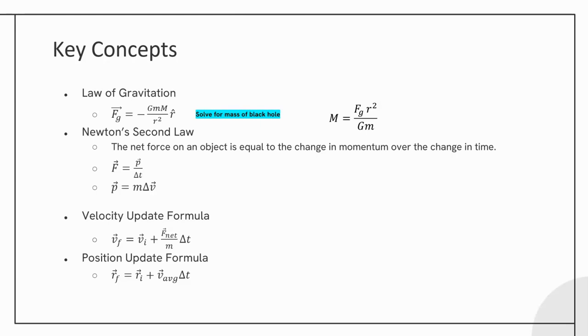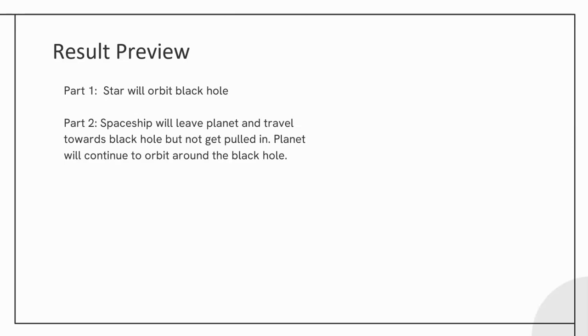And the key concept is going to be the law of gravitation, the equation shown here, and we can actually solve for the mass of the black hole as shown on the right for part 1. Next is Newton's second law, which shows the relationships between the force and momentum, and then we have the velocity and position update formulas. And the result preview for part 1 will be a star orbiting the black hole, and for part 2 it will be the spaceship leaving the planet and traveling towards the black hole but not getting pulled in, but the planet will continue to orbit.